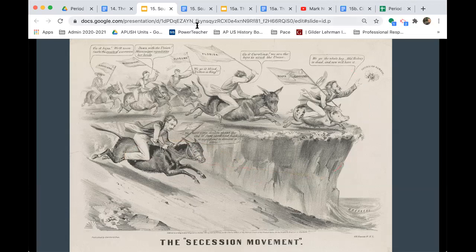What is this cartoon arguing about the secession movement? All right, pick up on the clues in the words, the fact that they're going off a cliff. Go ahead and take a second to respond to that, and then we'll dive into what is next.